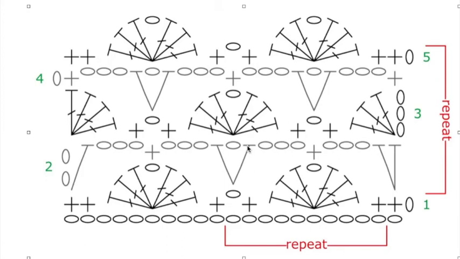Let's keep going. Next my pattern tells me that I have to chain 3, 1 single crochet, chain 3, and do 2 double crochet in the single crochet below. And reading diagram patterns is so easy, and once you get the gist and the idea of it, it makes you go super fast.